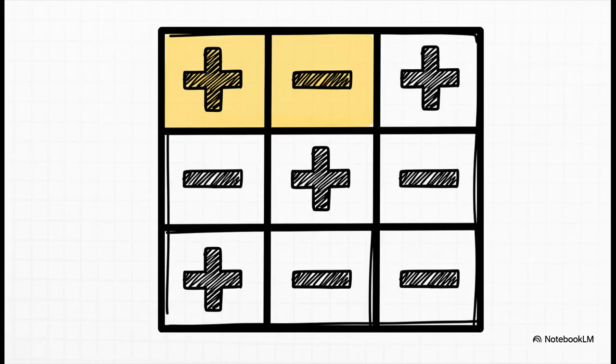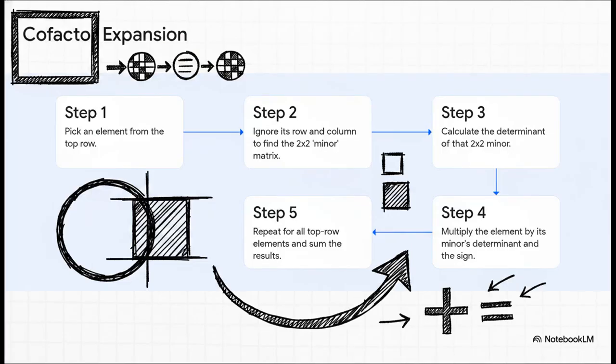So, that little plus minus plus pattern I just mentioned, it comes from something called a checkerboard pattern of signs that covers the whole matrix. But for what we're doing today, just expanding across that top row, all you need to remember is positive, negative, positive. Simple.